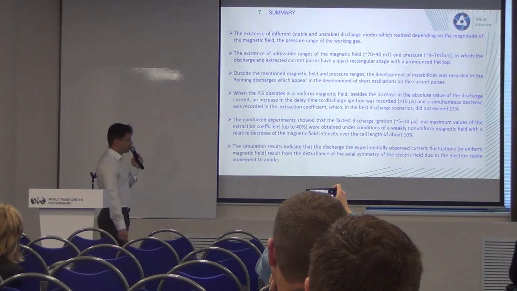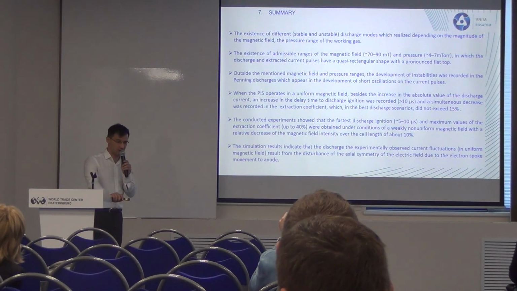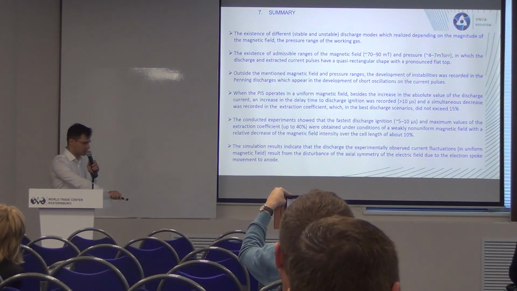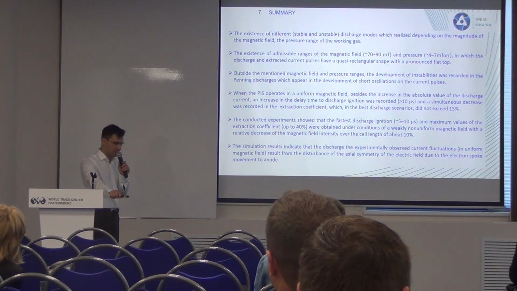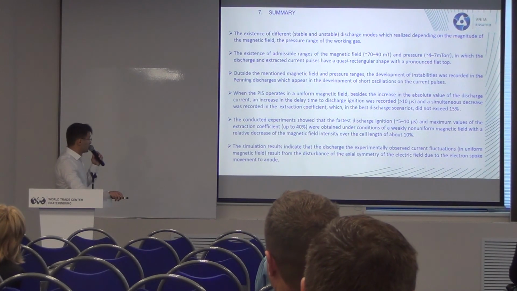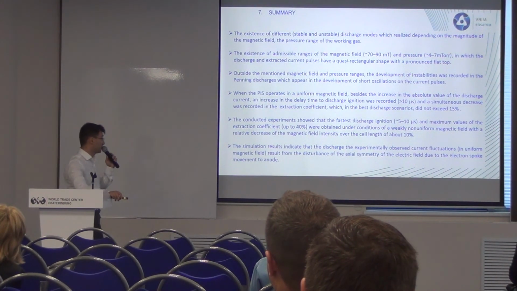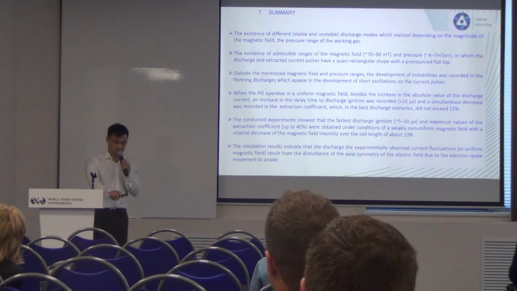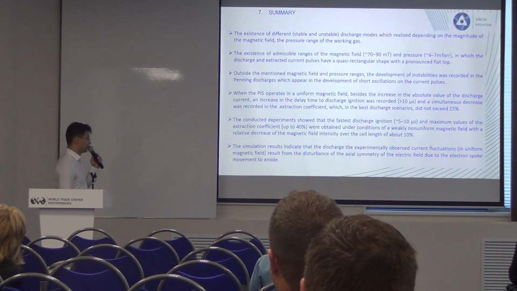So, in summary of my talk, we have experience with different magnetic field configurations. We could see the stable and unstable discharge mode depending on magnetic field and pressure. So if we use non-uniform magnetic field in ion sources, it will be better for extraction current and amplitude-time parameters.